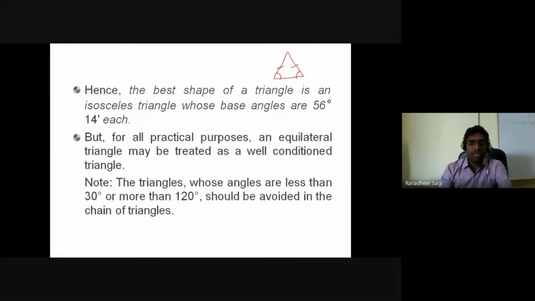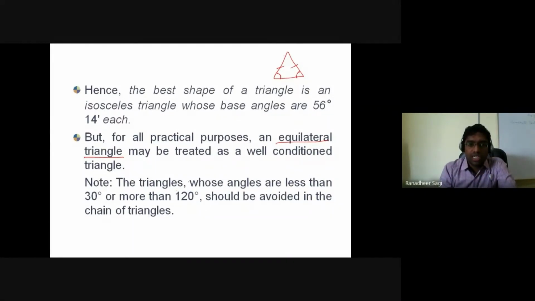However, it may not always be possible to have an isosceles triangle with that base angle. But for practical considerations, even an equilateral triangle may be treated as a well-conditioned triangle. However, for any triangle to be called well-conditioned, we must look at the angle formed between two sides of that triangle.